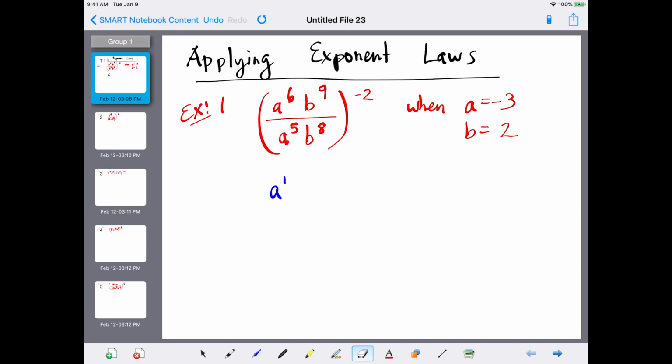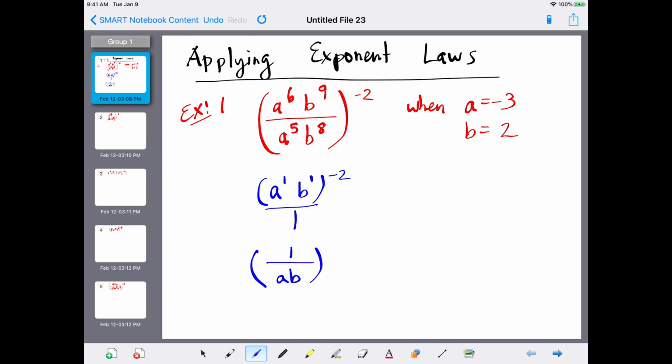And then b to the 9 over b to the 8, same thing. 9 subtract 8 is just 1. So we have b. So it's just ab, or a to the 1, b to the 1. And then that's to the exponent of negative 2. And again, we can envision this being over 1. So now what we want to do is get rid of that negative exponent. In order to get rid of the negative exponent, we take the reciprocal of our expression. So we're going to flip this expression and it becomes 1 over ab.